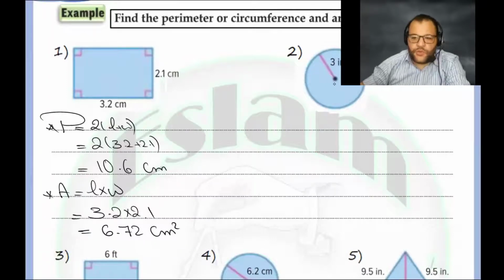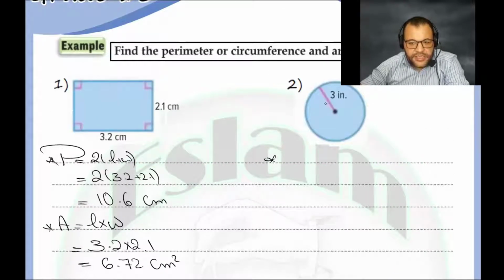Centimeter square. Okay, for number 2, the given is 3, so r is 3. The circumference of a circle would be 2 times pi r, so 2 times pi times 3, which is 6 pi. Then you can round it to the nearest 2 decimal places.